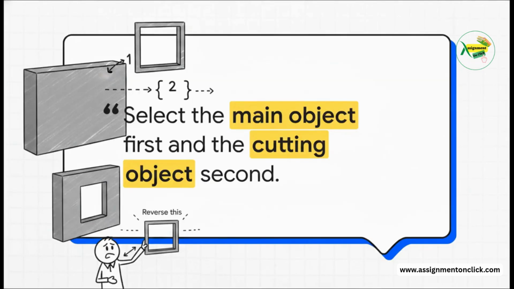But wait, there is a golden rule here for subtracting that you absolutely must follow. You have to select the main object, the one you want to keep first, hit Enter, and then select your cutting object second. If you mix that order up, you're going to accidentally delete your entire wall and be left staring at nothing but the window space. And yeah, we have all made that mistake at least once.